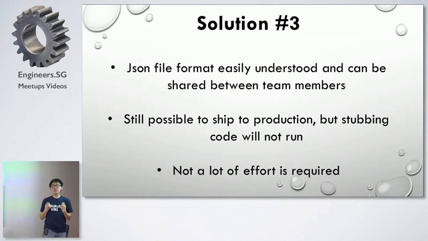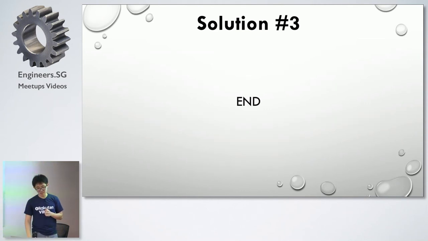So the benefits to be had from this solution are that as long as the JSON file format is very well defined, you can share it between teammates. And it's still possible to ship this to production. Because it's in an if conditional block checking if it's a development environment, the stubbing code will never run. This is especially important for us. And not a lot of effort is required, as you saw. Only one before filter is required now. Okay, that's the end.